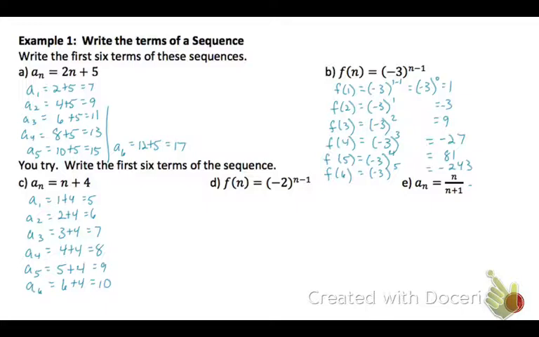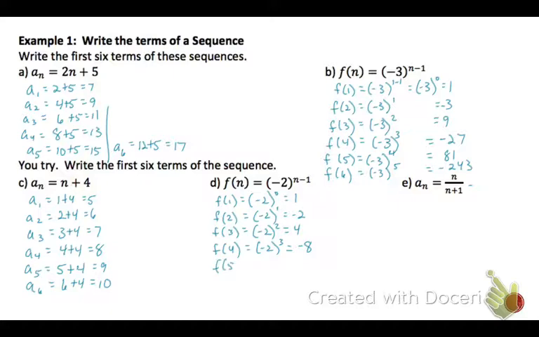On D, we have one of those bases that's a negative, so we're going to see terms with alternating negative signs. So negative 2 raised to the 2 minus 1, or first power, is negative 2. Negative 2 raised to the second power, we get positive 4. F of 4 will be negative 8. F of 5 is positive 16. And so our powers switch from being odd powers to even powers.